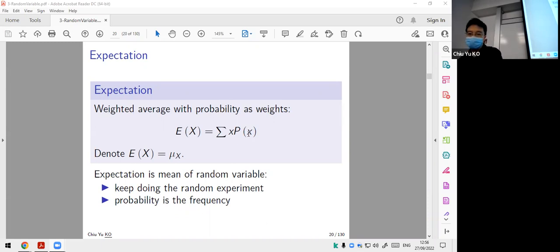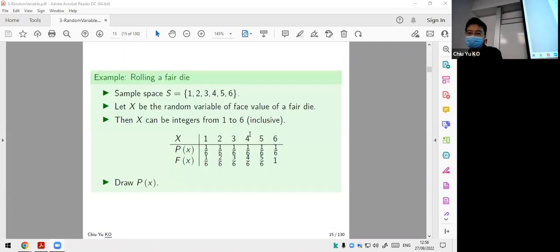Suppose, put it this way, to make it easier to think. Consider the following; this example will be easiest to think about. Let's look at rolling a fair die.